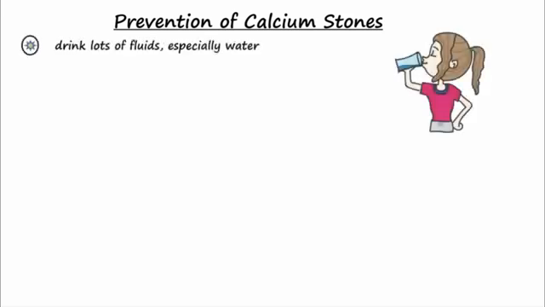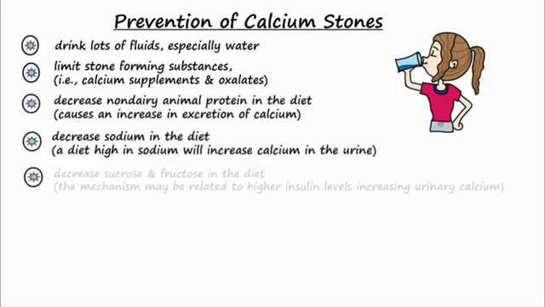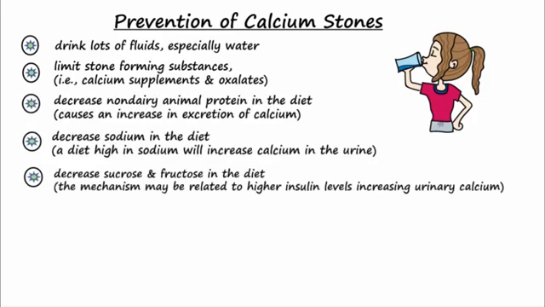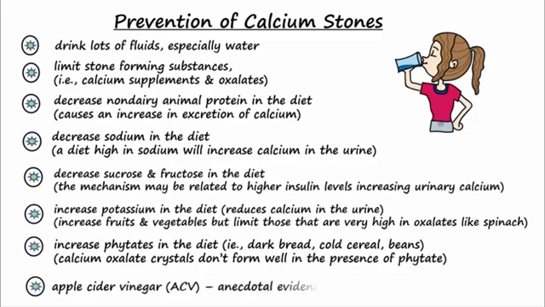Kidney stone patients should be encouraged to drink lots of fluids, especially water, to prevent supersaturation of the urine and stone formation. Patients should also limit excess stone-forming substances in the diet, such as calcium supplements and oxalate-containing foods. Patients should decrease non-dairy animal protein, sodium, sucrose, and fructose in the diet. Patients are encouraged to increase potassium and phytates in the diet to help prevent stones from reoccurring. ACV may be helpful, but most evidence is anecdotal.